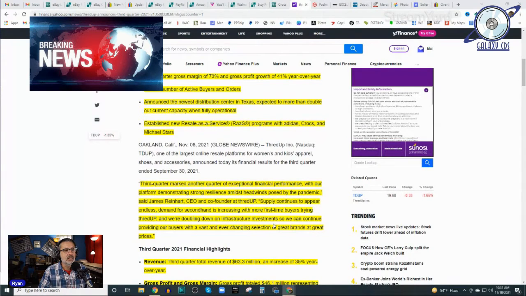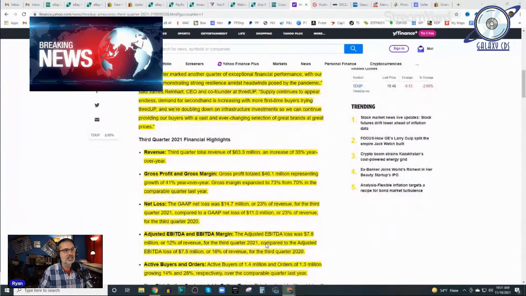They said they marked another quarter of exceptional financial performance with our platform demonstrating strong resilience amidst headwinds posed by the pandemic. This is an interesting quote. Supply continues to appear endless. So that will be interesting to see how long that continues, but demand for secondhand is increasing with more first-time buyers trying ThredUp. We're doubling down on our infrastructure investments so we can continue providing our buyers with a vast and ever-changing selection of great brands at great prices.